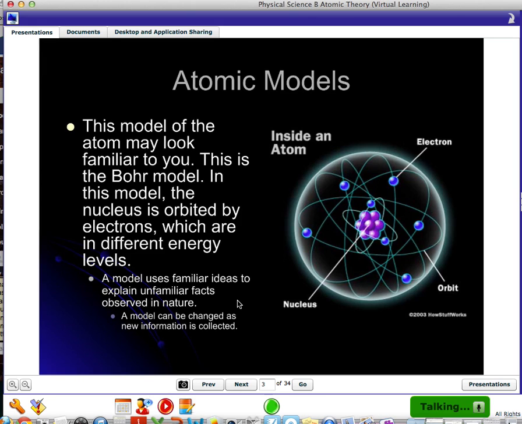Some of you may be familiar with this and have a lot of knowledge, but just to make sure, I want to start from the beginning. What you'll see on your screen is an example of what we call the Bohr model of an atom. It has a nucleus. The nucleus contains protons and neutrons, and electrons are spinning around in orbits.